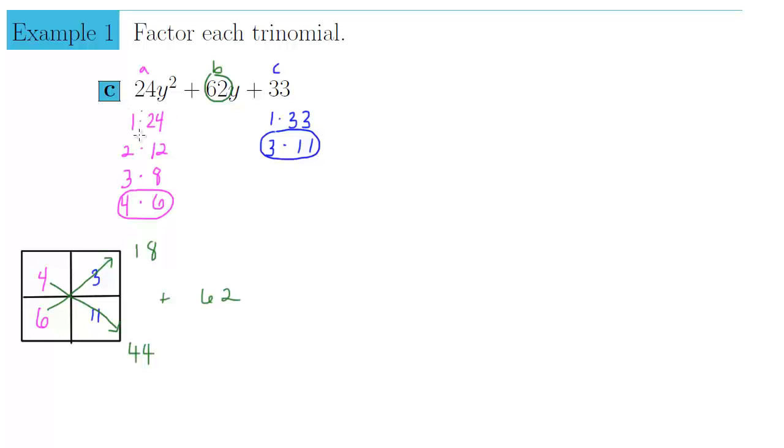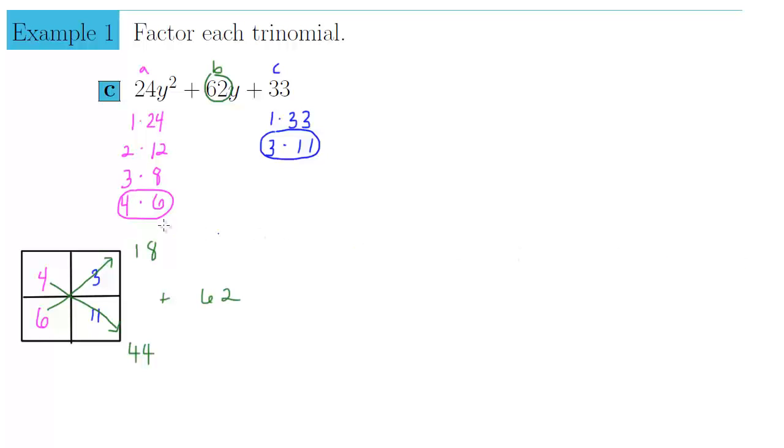Okay, if you would have started with 1 and 24, then you would have had to go through 1 and 24, 2 and 12, 3 and 8 until you finally arrived at the correct box. Okay, and it doesn't always work that the closest factors are the best or the correct factors. Just in this case they were.